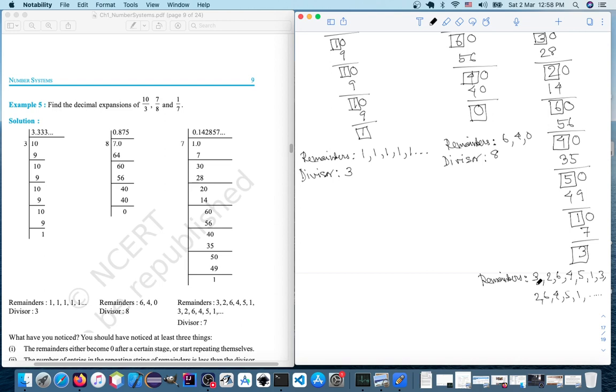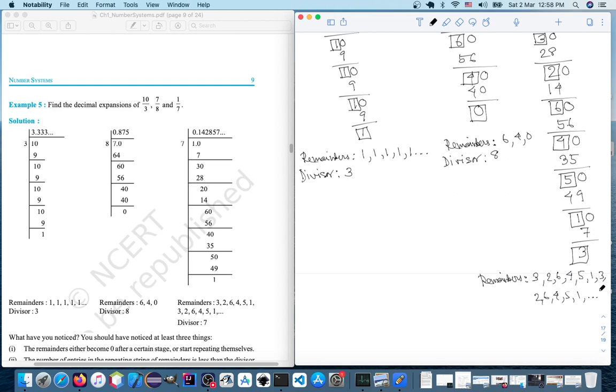So the remainders will never end. So we will have remainders 3, 2, 6, 4, 5, 1, 3, 2, 6, 4, 5, 1. Again it will repeat the same sequence of remainders. So when we write dot 3 dot, we mean that these remainders are never ending.